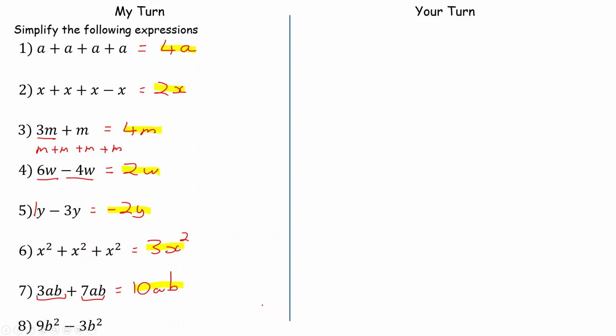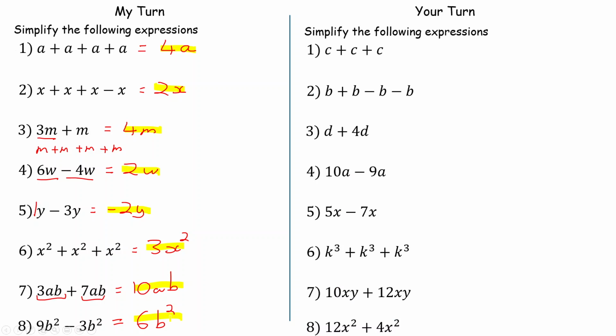There we go. Question 8, we've got 9b squared take away 3b squared. Well, again, you've got the same variable. You've got a b squared and a b squared, which means they're like terms. So you can just do 9 take away 3, which is 6. It's going to be 6b squared. And that is your answer for question 8.